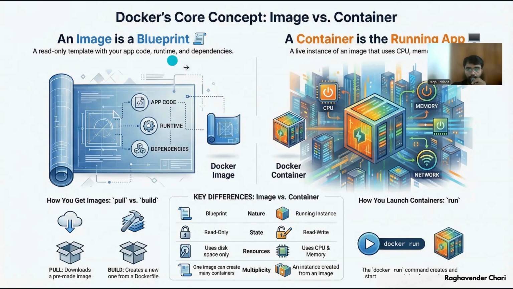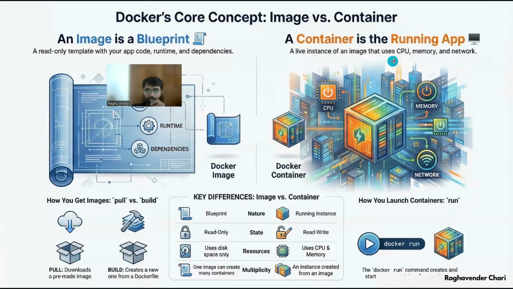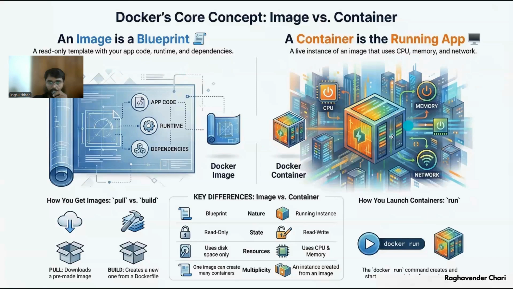It's a blueprint where you can create many Docker containers. Docker containers are live instances of an image that use CPU, memory and network. So it's a running application. A Docker container is a running application where your complete app will be running, but the image is a blueprint; in the container your application will be running, where you make your application work.